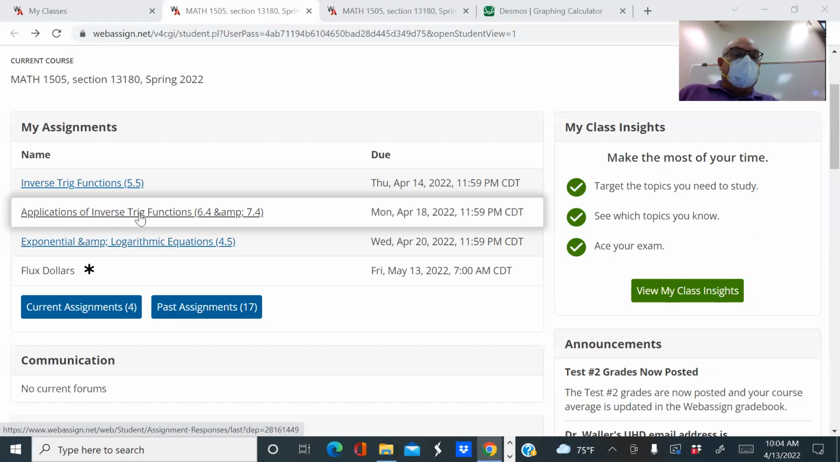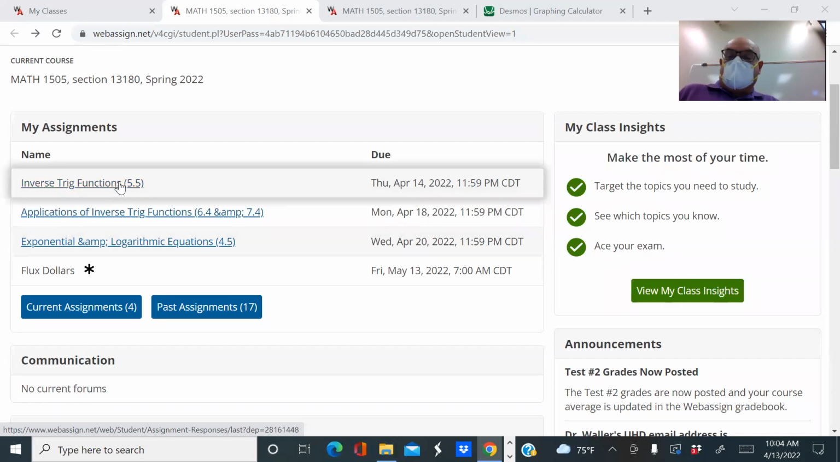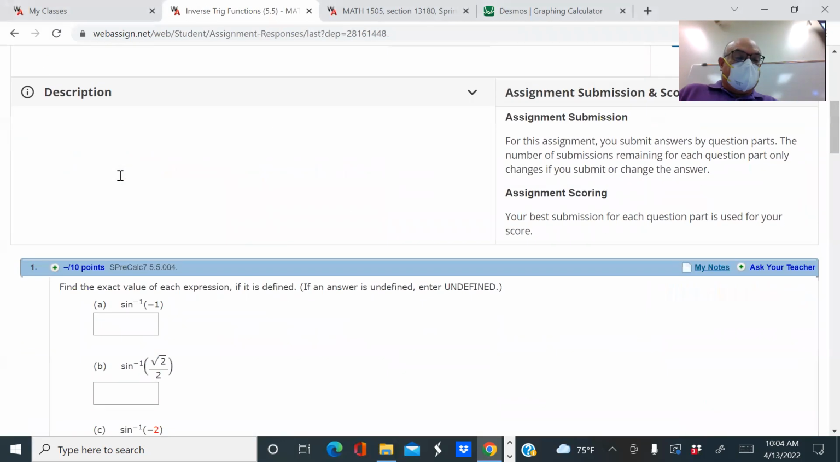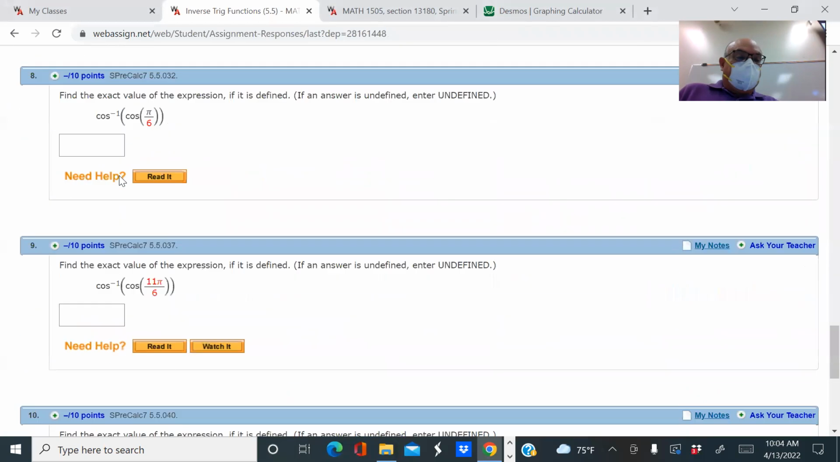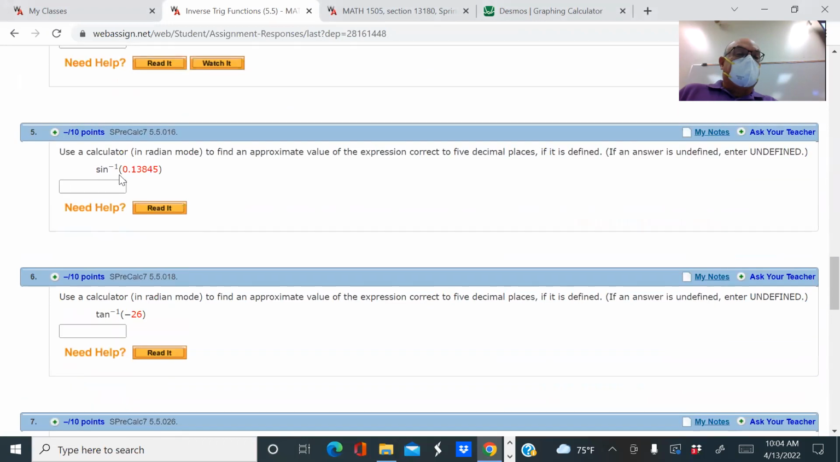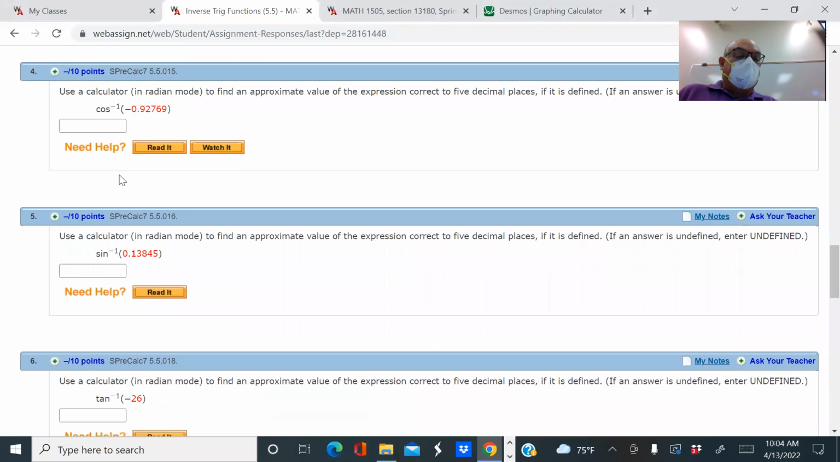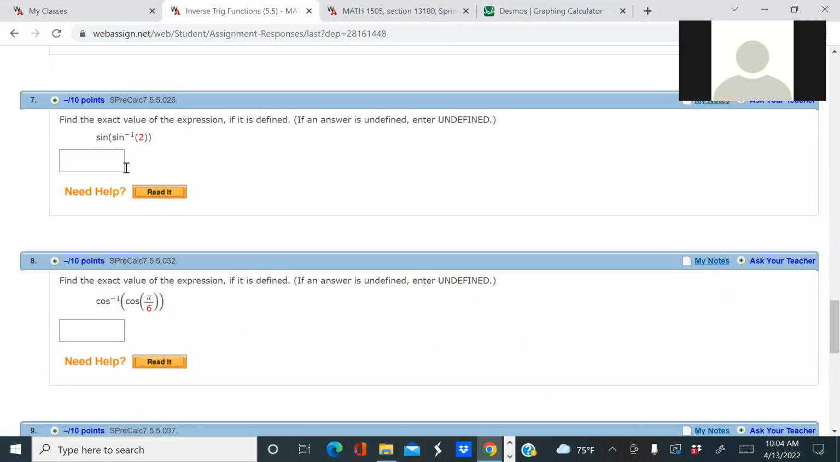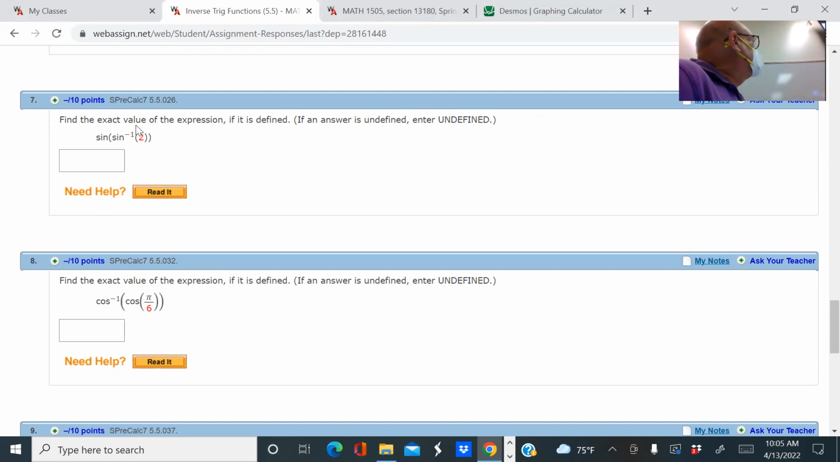So that's good. Let me open this homework, and I just wanted to look at just a couple of the problems here at the end. Some of these are going to be using your calculator, so we'll need your calculator. Some of them, though, you really don't need your calculator. So, for instance, in number 7, it says find the exact value of this expression, right?